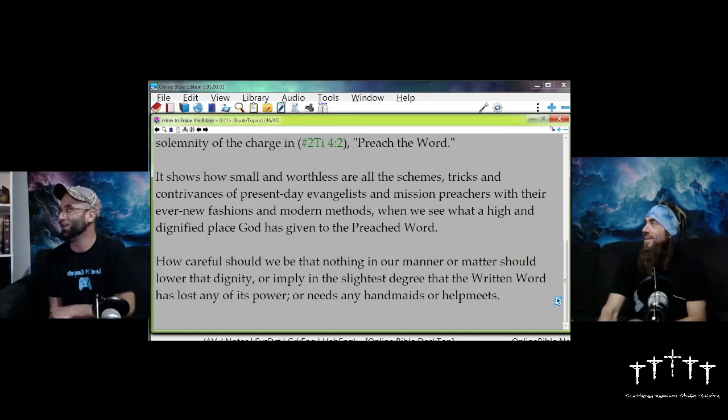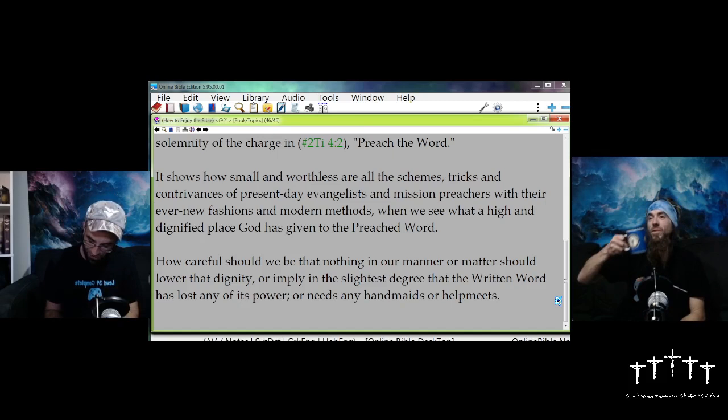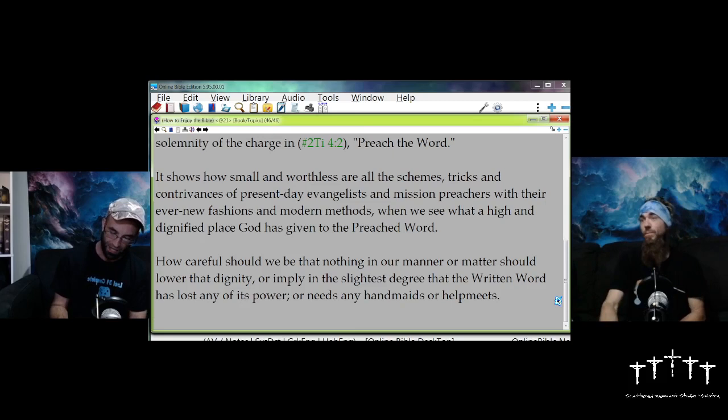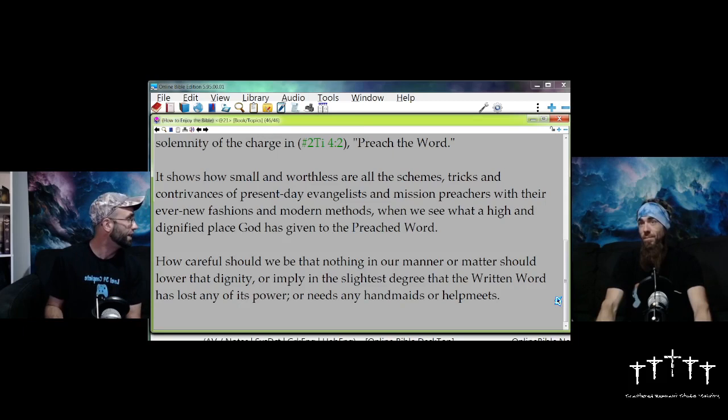Let's see here. Ever new fashions and modern methods, we see a high dignified place where God's given the preached word. How careful should we be that nothing in our manner or matter should lower that dignity or imply in the slightest degree that the written word has lost any of its power or needs any handmaids or helpmeets? We can't say, because it's 2023, that no longer applies. No, it still does. You can't say that's old and outdated. No, I'm sorry. It's more up to date than tomorrow's newspaper. You know what I'm saying?